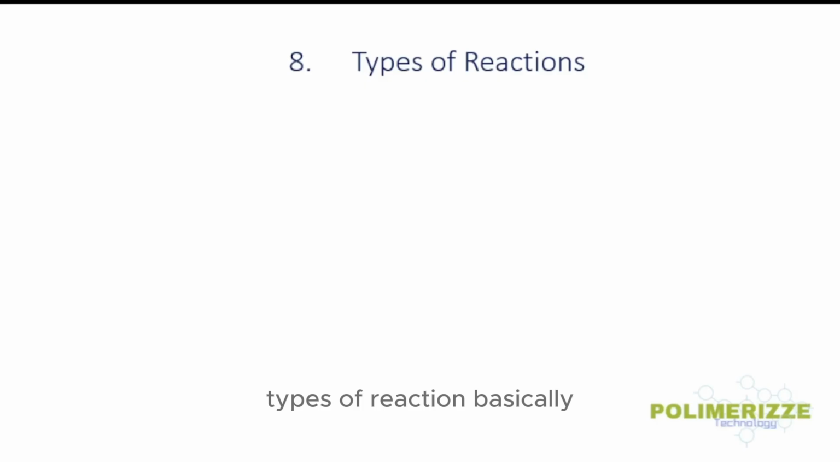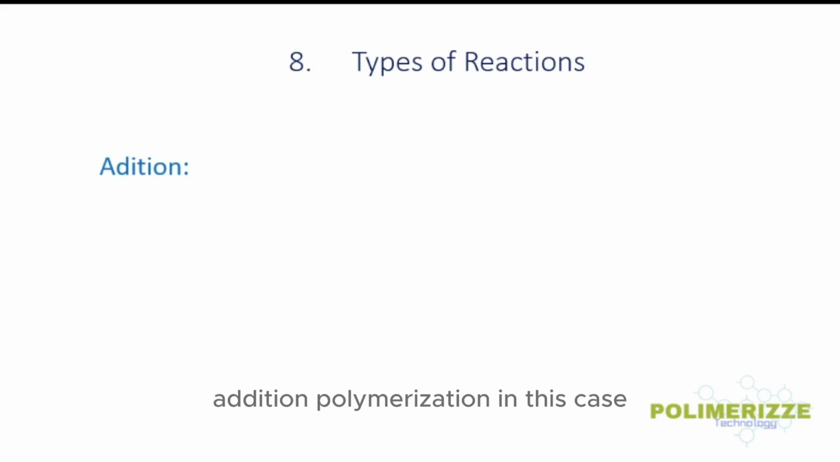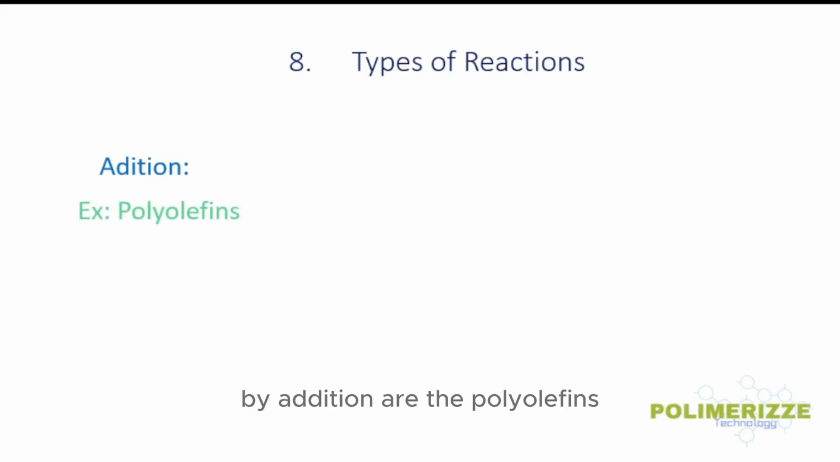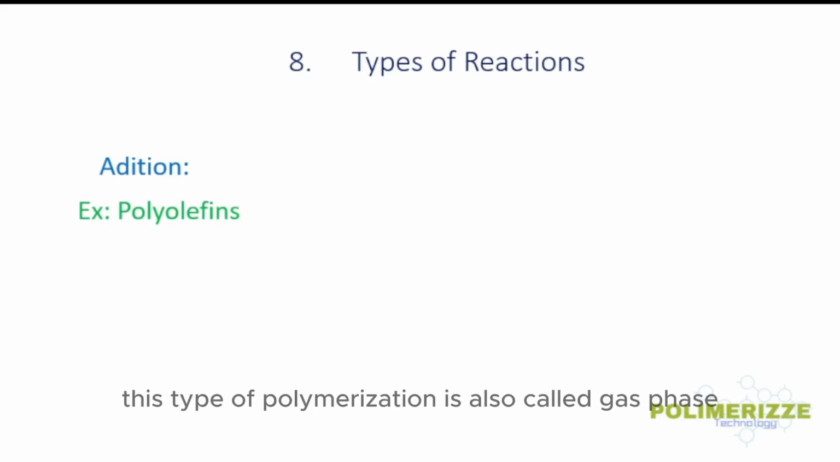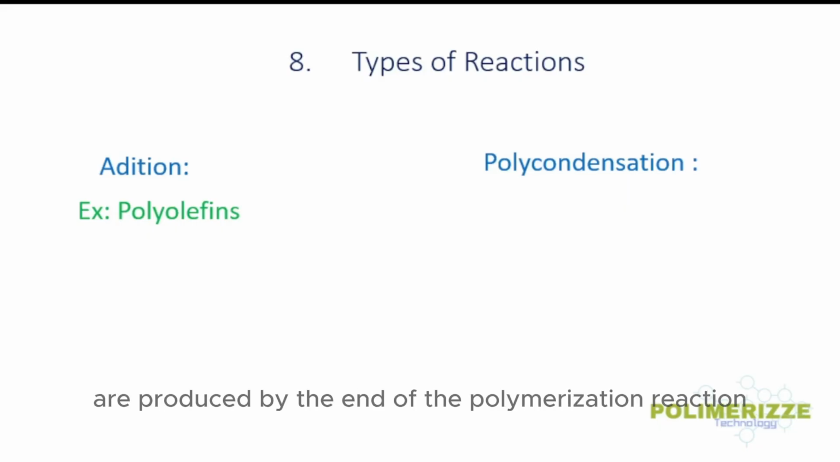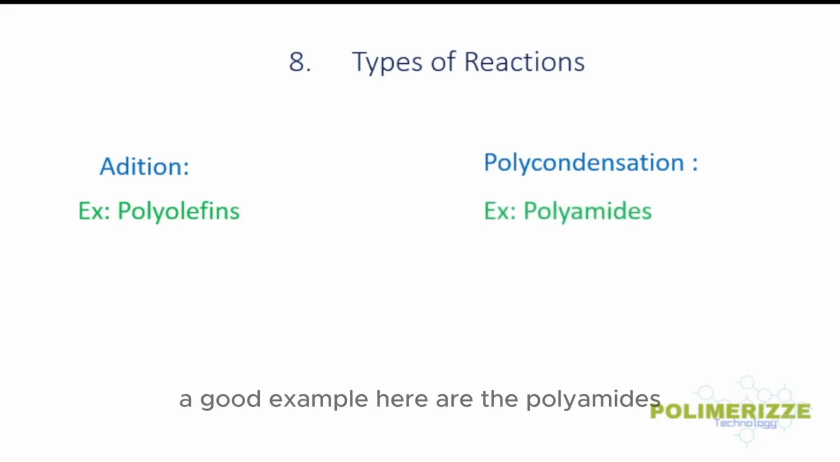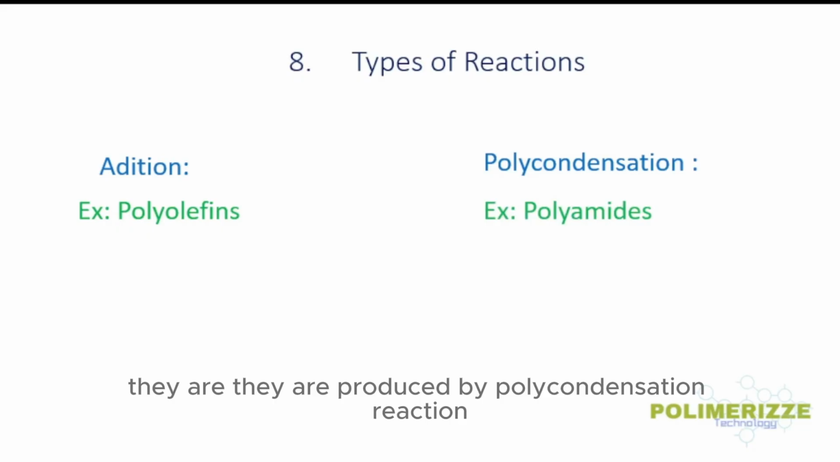Types of reaction. Basically, there are four main types of polymerization reactions. Addition polymerization. In this case, the monomers are added one to each other until they create the macromolecule. A good example of those polymers by addition are the polyolefins. This type of polymerization is also called gas phase polymerization. Polycondensation. In this case, moisture or water is produced by the end of the polymerization reaction. And a good example here are the polyamides. They are produced by polycondensation reaction.